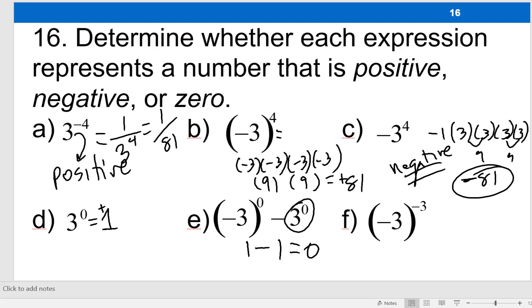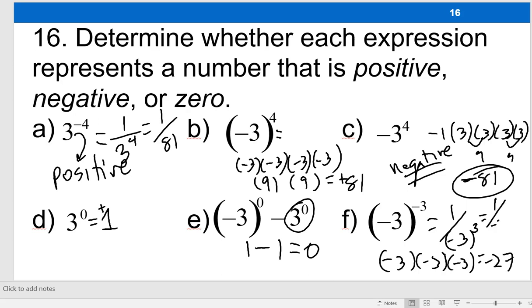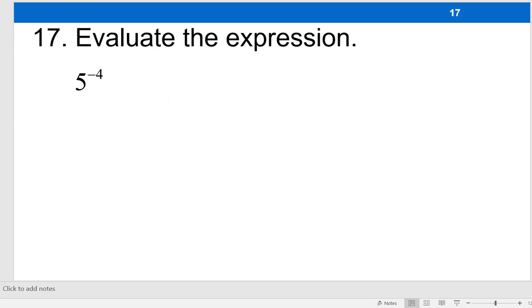And last, negative 3 to the negative third would give me 1 over negative 3 to the third. Negative 3 to the third, if there are 3 negatives, is negative 27. So I have 1 over negative 27, or really, negative 1 over 27, would be the better way of writing that. But either way, the result here is negative, because there are 3 negatives. Just keep track that a negative exponent does not make a number negative. It changes it to division. The negatives in the front tell us whether something is positive or negative.